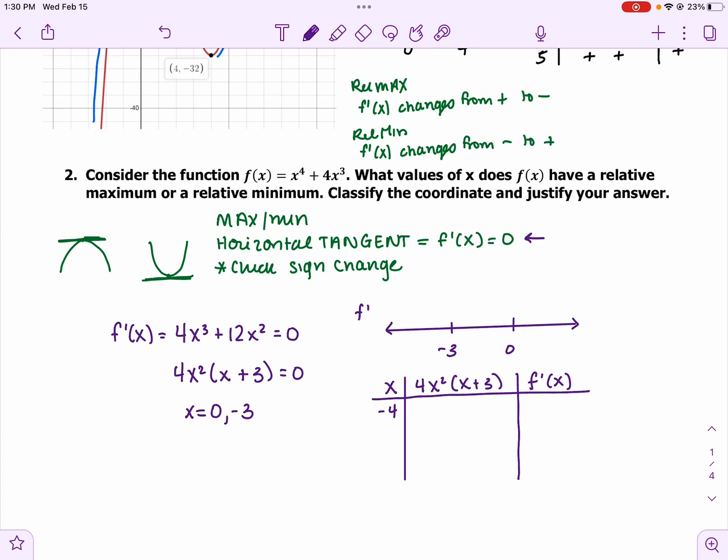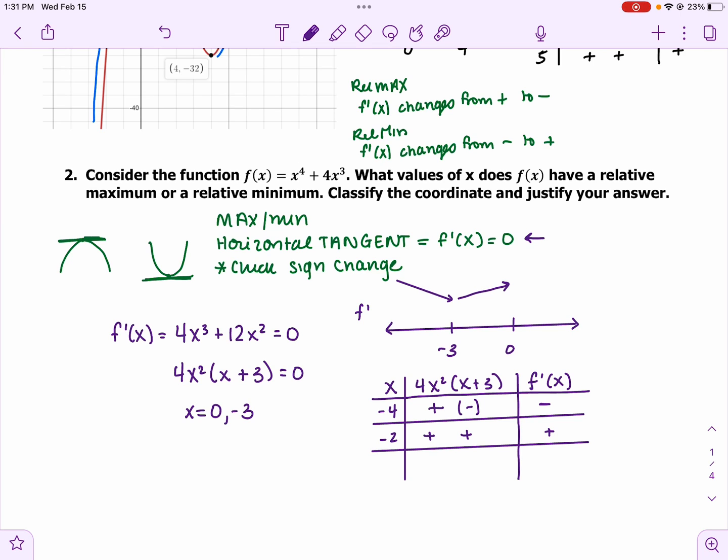So if I put in something like negative 4, that's my first region. Something being squared is always positive. Negative 4 plus 3 is a negative, so my derivative is negative. That means that the function from here to here is actually decreasing. And then if I take a look at my next region, maybe try something like negative 2. Again, negative 2 squared is always positive. Negative 2 plus 3 is also positive. So now I have a region that is positive. So now my function is increasing. So it seems to go from decreasing to increasing.